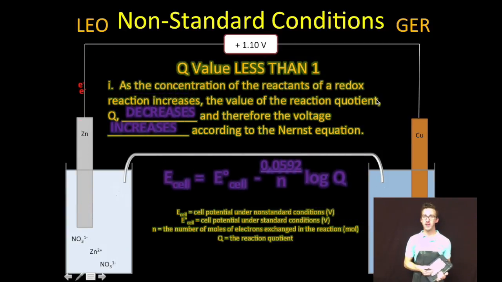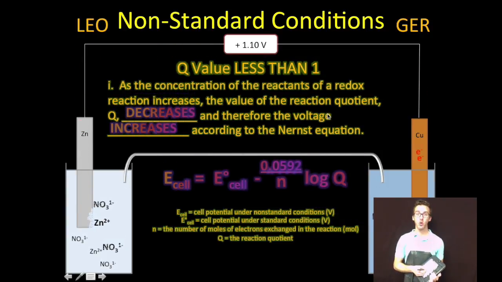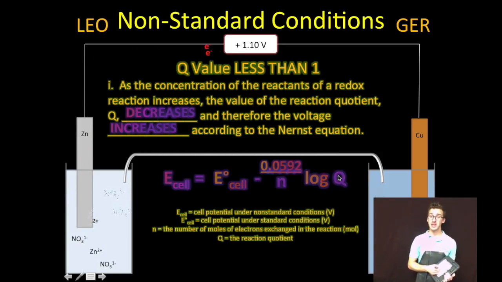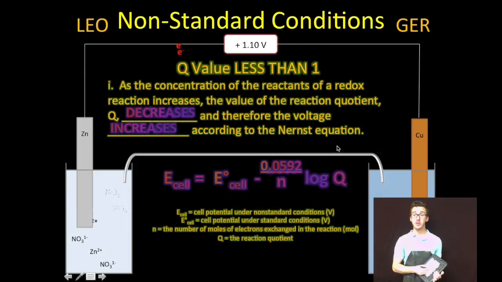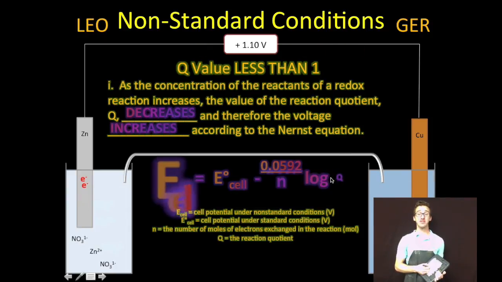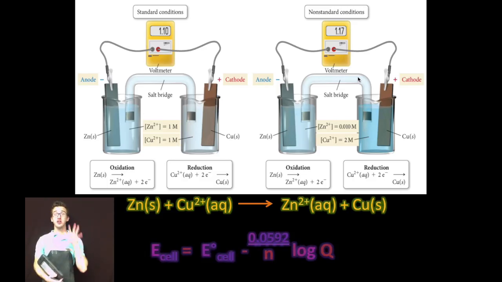Conversely, when the Q value is less than 1, when you have more reactant than product, when you take the log of a number less than 1, you get a negative number. Subtracting a negative number from your standard potential is going to increase your cell potential under those non-standard conditions. Math.